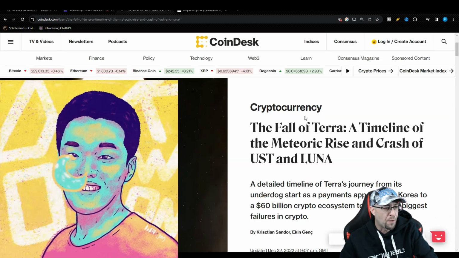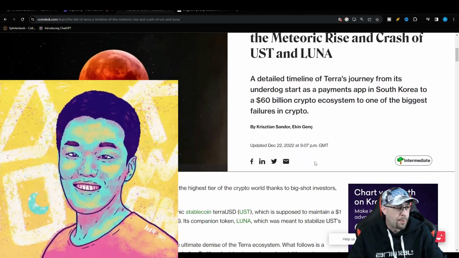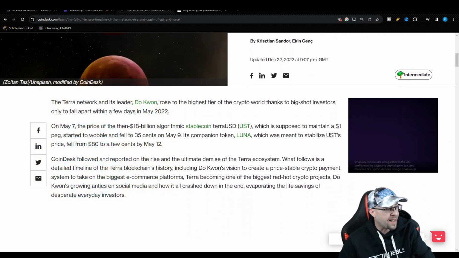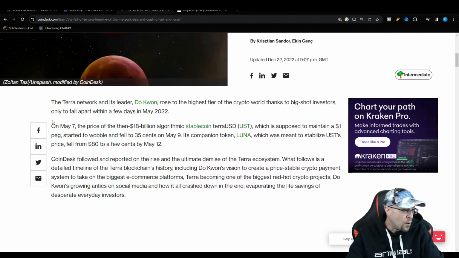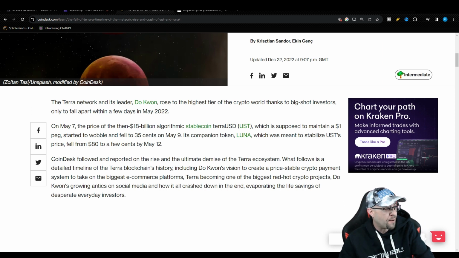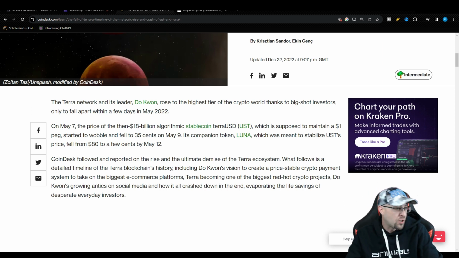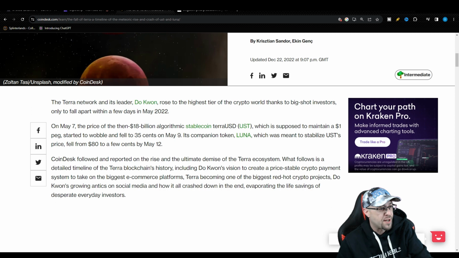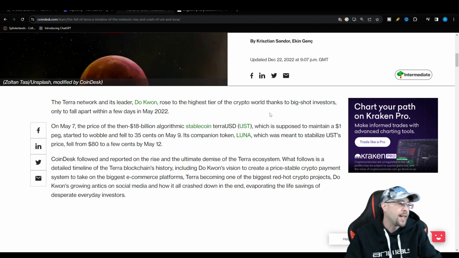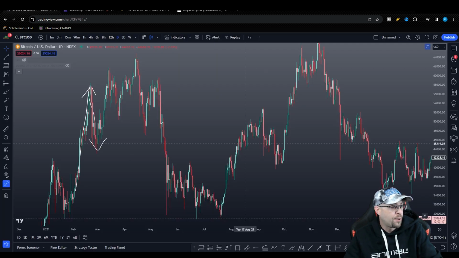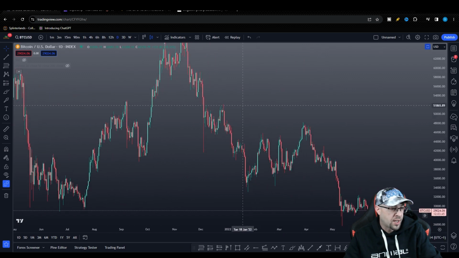We all know about the fall of Terra Luna. What happened on the fall of Terra Luna? This was the negative price action. This is when Luna crashed, and the date was May the 7th. The $18 billion algorithmic stablecoin Terra USD was completely depegged. 7th of May. What happened on the 7th of May? Let's have a look. Charts tell us a story.